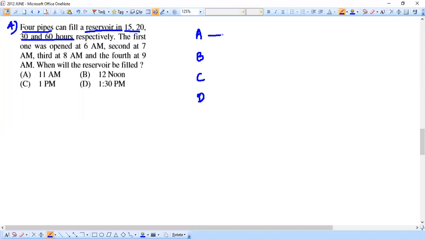And it is given that if A alone is working, that is, if A alone tries to fill that reservoir, it takes 15 hours for the reservoir to fill. Similarly, if B alone is going to fill the tank, it takes 20 hours to fill. If C alone works, it takes 30 hours. And if D alone works, it takes 60 hours.